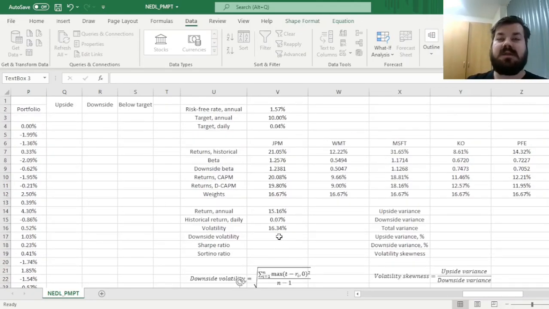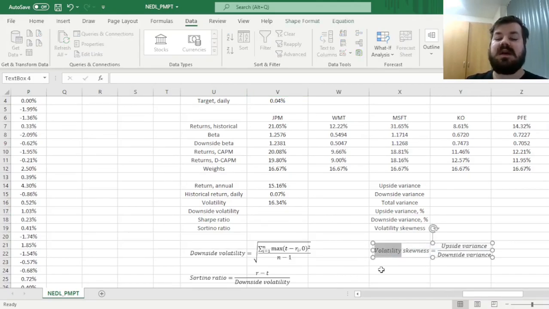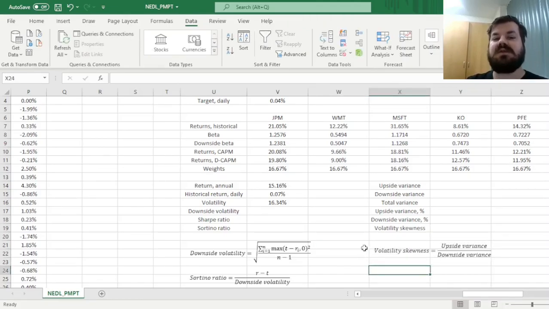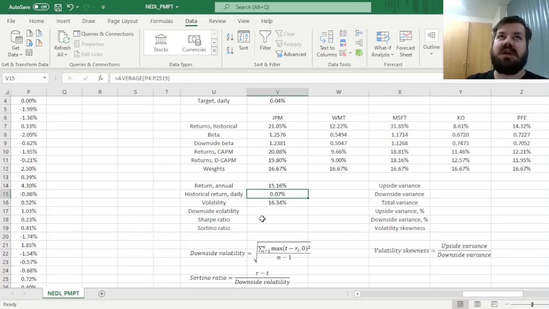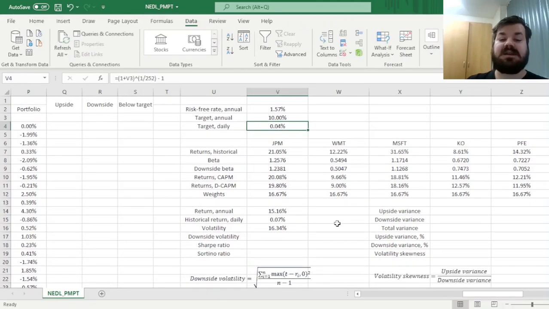And here is where there is a very important distinction in postmodern portfolio theory between downside volatility and the asymmetric variance, which in postmodern portfolio theory is dubbed volatility skewness. For volatility skewness calculations, and we'll proceed to them a little bit later, you use the mean, the average historical daily return, to calculate your upside and downside. For the Sortino ratio and the downside volatility, you use the target instead of the average historical return. So bear in mind this distinction when you're implementing a postmodern portfolio theory optimization.